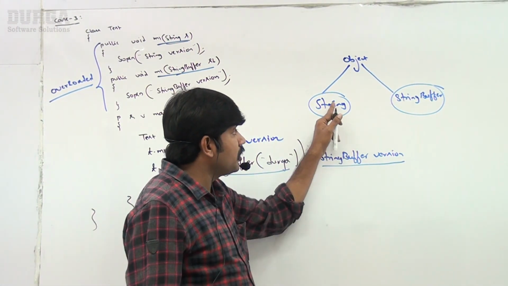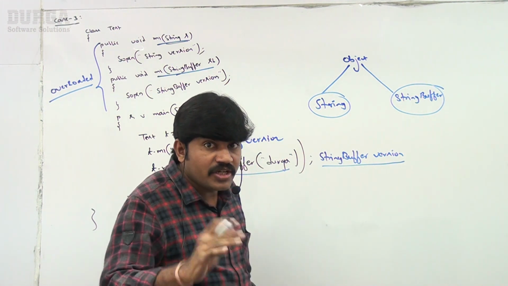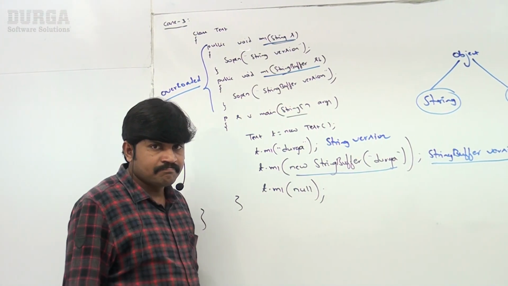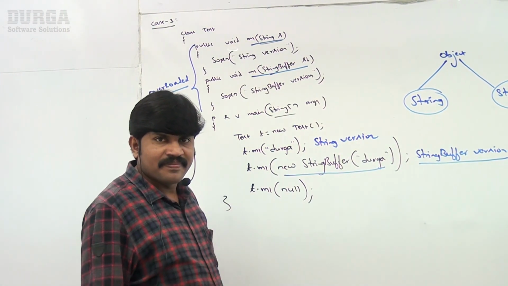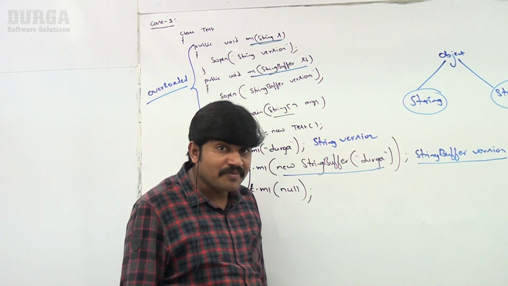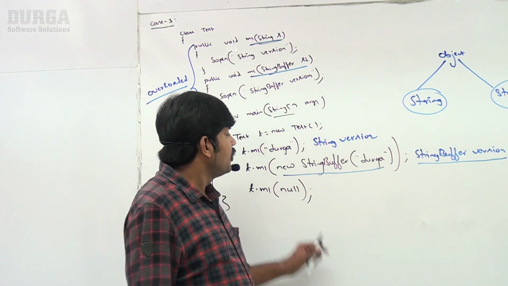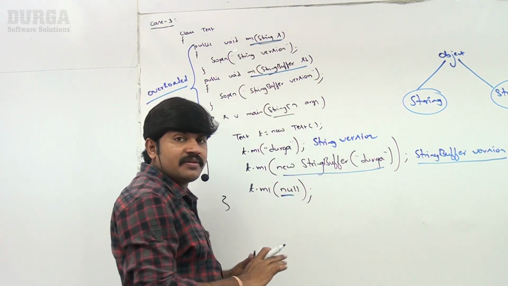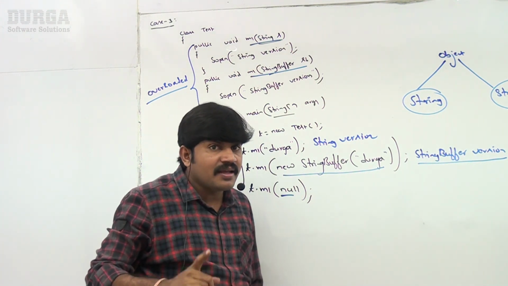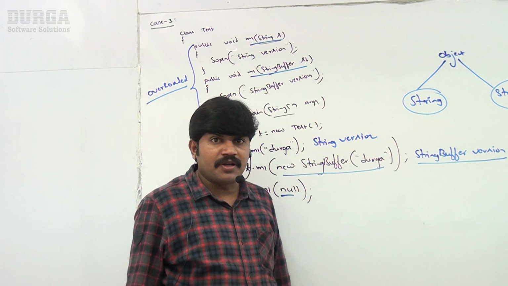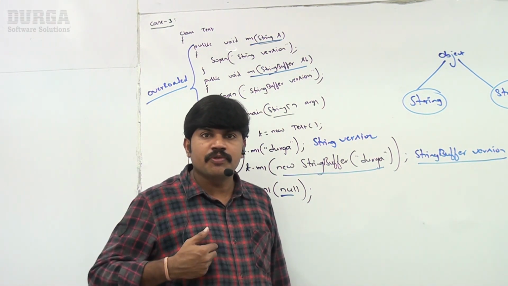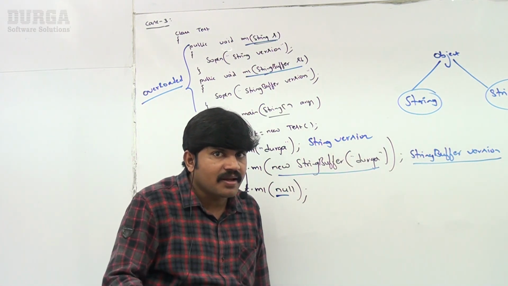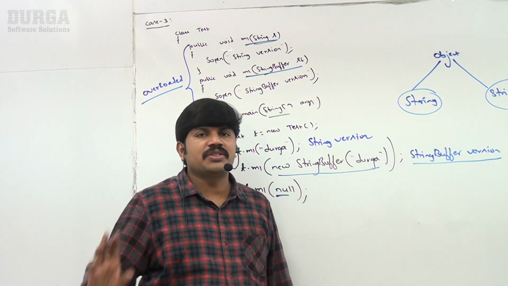There is no relation between these two. Neither is a parent or child of the other; both are independent. Then who will get the chance, either String or StringBuffer? Remember, if the compiler gives the chance to the String version, then StringBuffer will complain to the compiler: why are you giving the chance to String? So the compiler can't give the chance to String, and can't give the chance to StringBuffer.